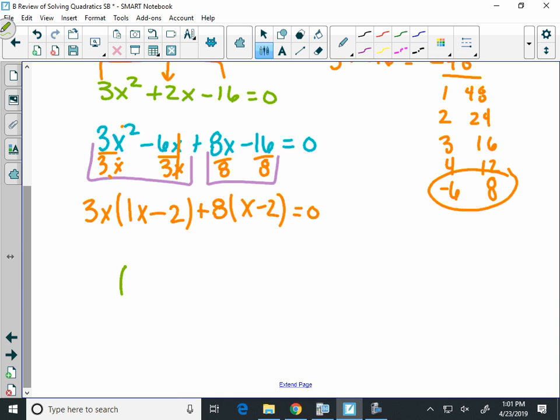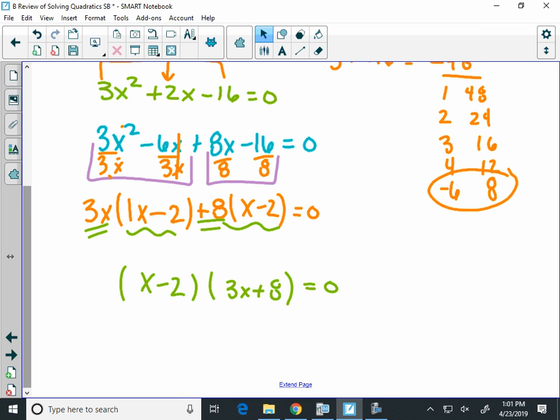So then, write your parentheses. Your repeating parenthesis, you write 1 time in one parenthesis. Your GCFs go together in another. And we are done factoring. The directions did say to solve, so we have to keep going.